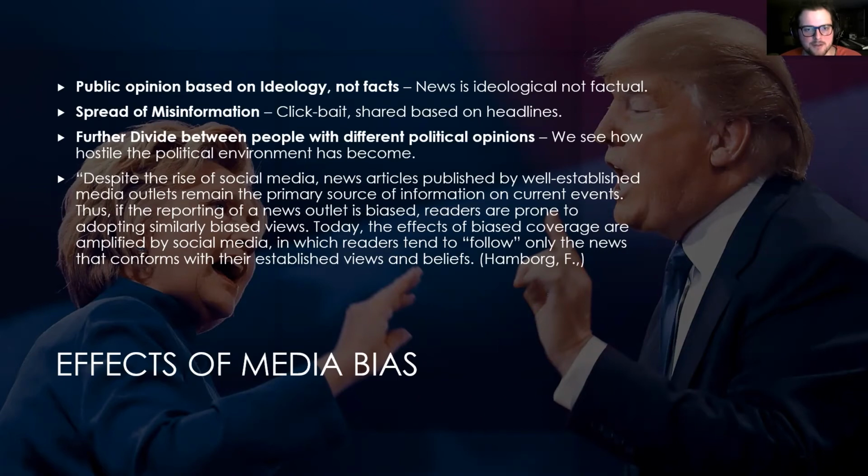Spread of misinformation. Since these articles are not factual most of the time, and people aren't even reading the article, they're just sharing it based on the clickbait headline, this causes the spread of misinformation, right? It causes stories that are not true to spread virally because they're shock worthy, or they got a good kick to it. Further divide between people with different political opinions.